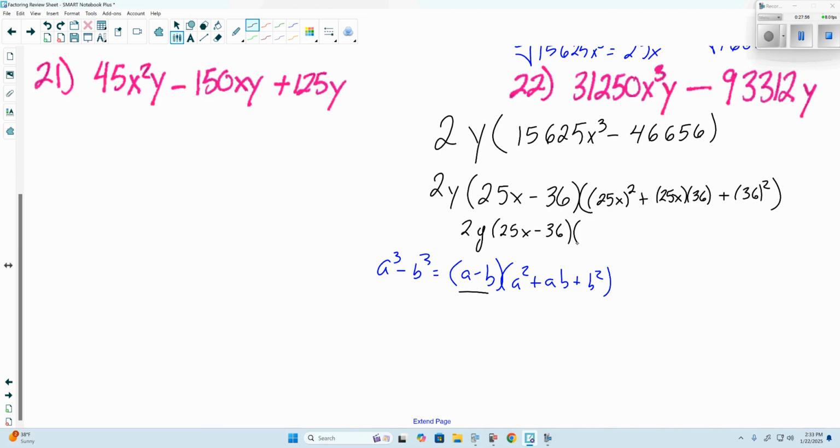Now the 2y times 25x minus 36 is going to be the same. At this point, we do need to square our 25x. 25 squared is 625x squared. Now we need to multiply 25x times 36, and 25 times 36 is 900, and we still have our x. And 36 squared is 1,296.